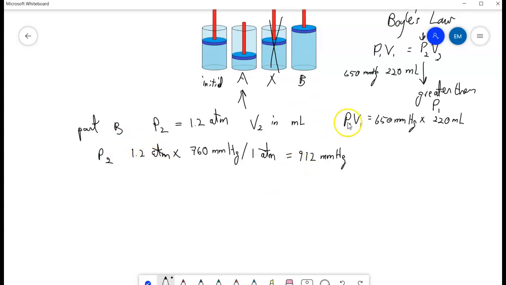No matter how we decide to handle the units with P1, let's just convert that to atmospheres. 650 millimeters mercury times 1 atmosphere per 760 millimeters. Now you should all be able to do this, but it doesn't hurt to do this once in a while. I get 0.855.